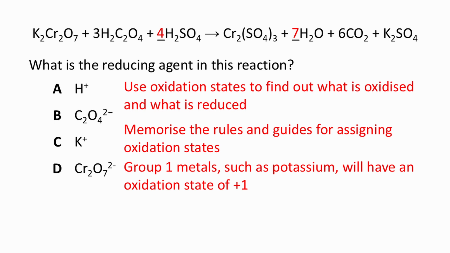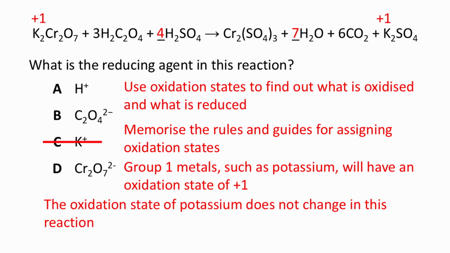Group 1 metals, such as potassium, will have an oxidation state of +1. The oxidation state of potassium does not change in this reaction, so we can reject option C. Post in the comments if you can think of an example of when the oxidation state of potassium is 0.